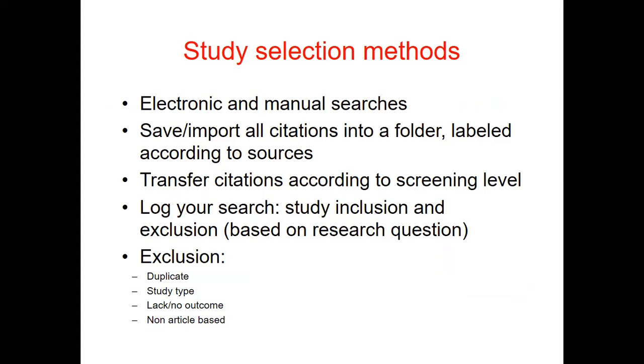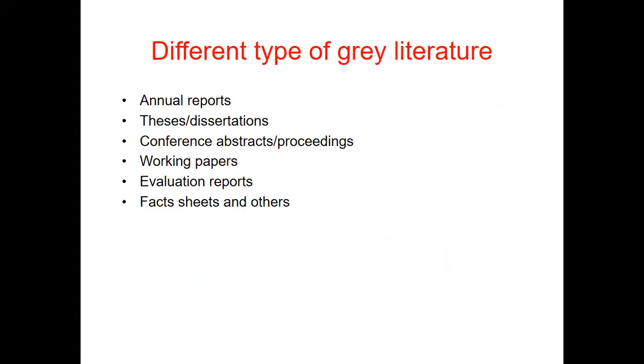We have already talked about this. There are different types of gray literature, which you also need to consider. For example, annual reports. By gray, we mean literature that is not formally published. Theses and dissertations, conference abstracts, for example, and proceedings of conferences, working papers, evaluation reports, fact sheets, and others. All these are sources of literature, which you would normally classify as gray literature, okay?